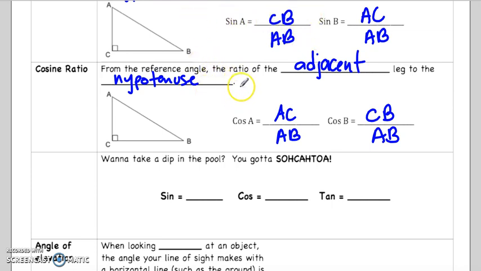If you ever forget, think of this acronym. You want to take a dip in the pool? You got to SOHCAHTOA. So remember, SOHCAHTOA. Sine is equal to OH, O divided by H, opposite divided by the hypotenuse. CAH is the cosine ratio, so cosine is equal to the adjacent divided by the hypotenuse, and TOA stands for tangent. Tan is always equal to the opposite leg divided by the adjacent leg. So again, you want to take a dip in the pool, you got to SOHCAHTOA.